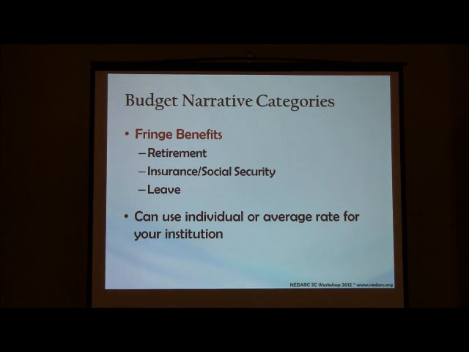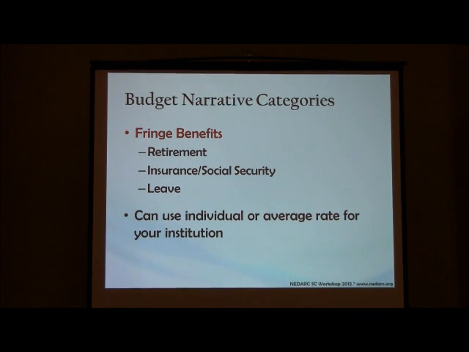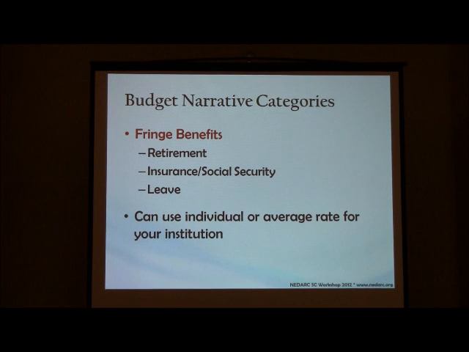Fringe benefits includes retirement, insurance, social security, leave time, things like this. In reality, every individual employee has an individualized fringe benefit rate based on how much leave they actually use during the year and that type of thing, so it kind of goes up and down. What we do is we always use an institution average, which is about 35% where we're at. So you just need to find your institution's average for fringe benefit. Use that rate. That's probably the best thing to do.